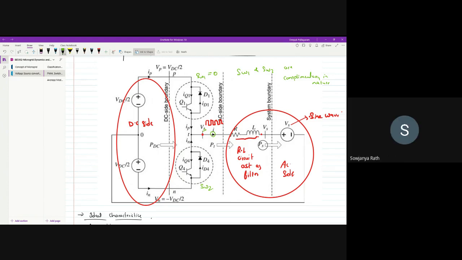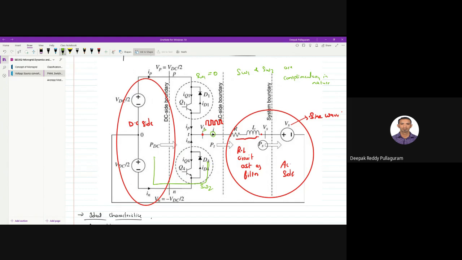Initially, our assumption is SW1 is 0. So there is no way that SW1 can allow the current because it's not even provided with the gate pulse. Only thing which has gate pulse is Q4, but Q4 can't allow because our assumption was current I is in positive direction. So here the Q4 current can only go in a negative way. So that also doesn't allow conduction. So only one switch that can allow conduction is diode.